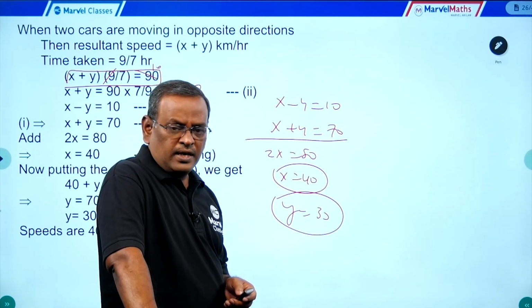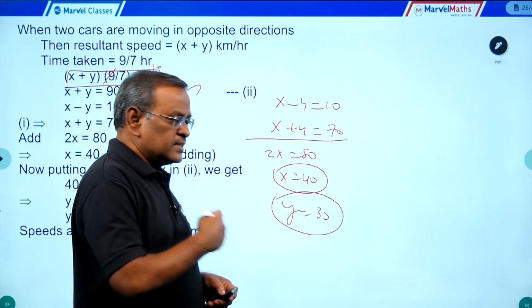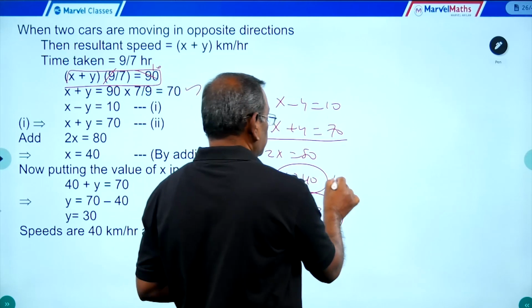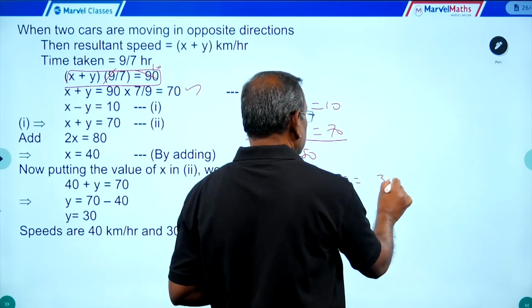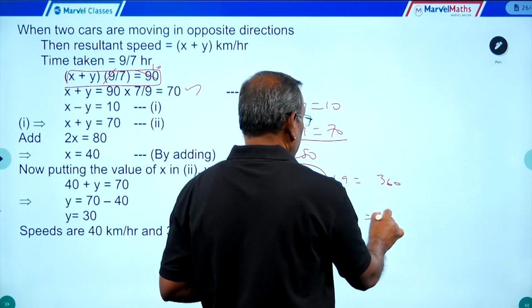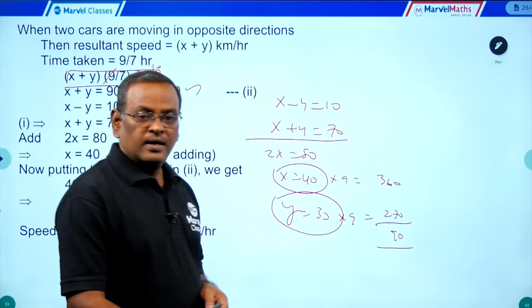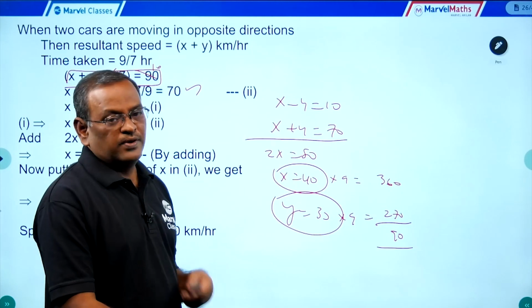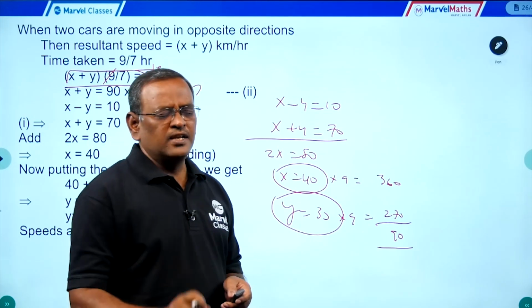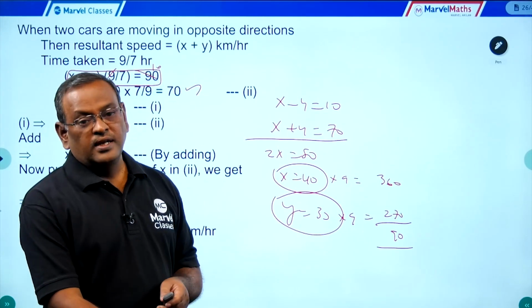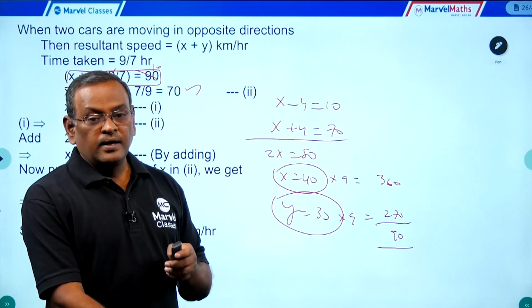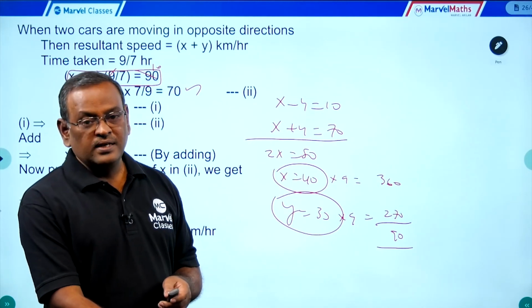How to verify whether your answer is correct? From the same direction, 40 into 9, 360 kilometers, and 30 into 9, 270 kilometers. The subtraction is 90. Correct. So your answer is correct. You can verify one more condition also. This is one of the repeated concepts in linear equation word problems, and you can expect it in either section C or section D.